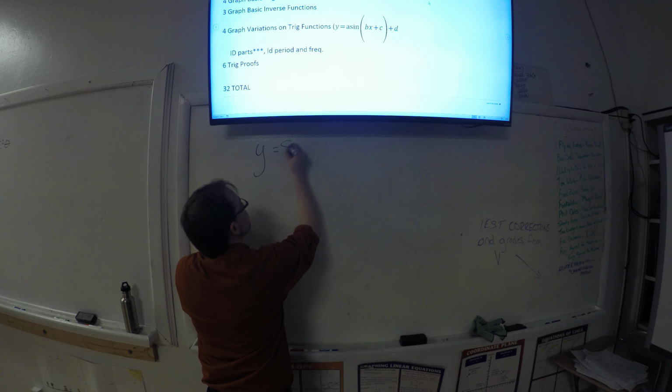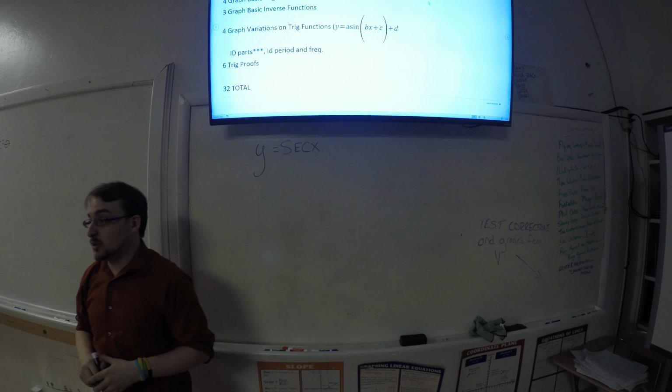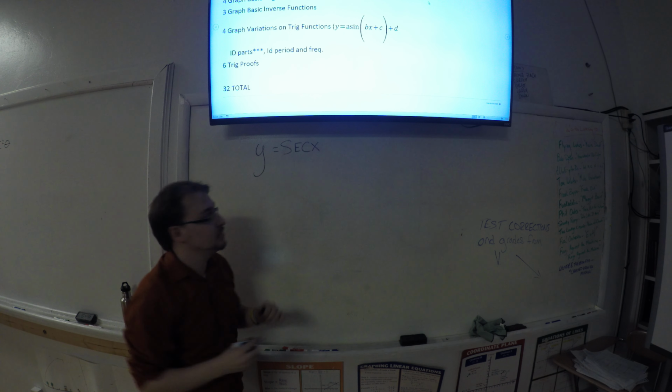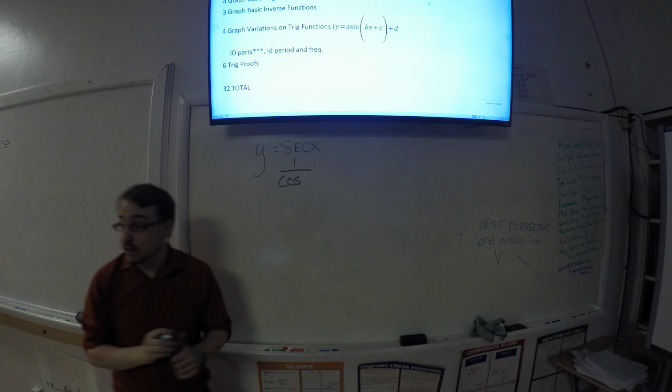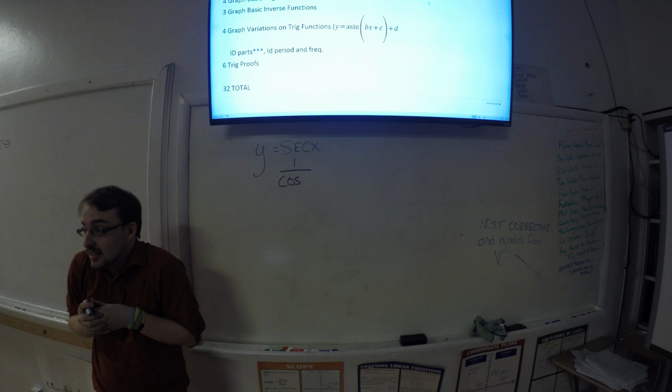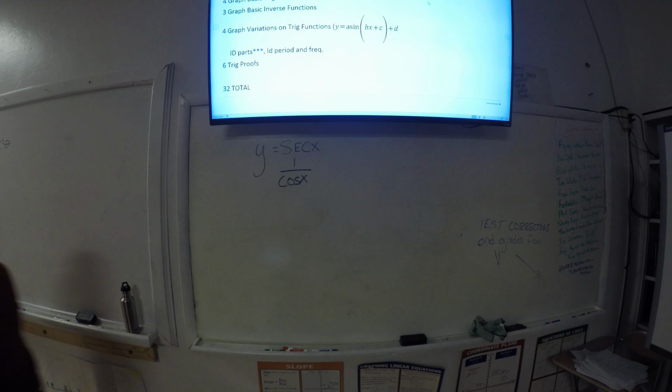Let's do secant. Secant is the reciprocal of which one? Cosine. Because cosine sounds like it goes with cosecant. They're meant to be, but they're not. Again, I'll read you the poem.